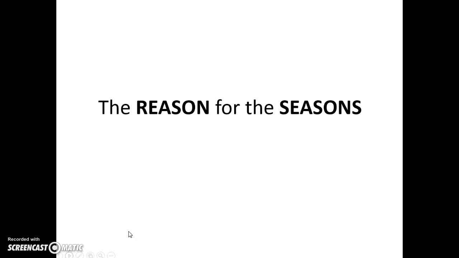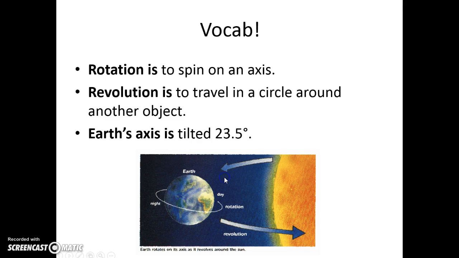All right, so here's some vocabulary that's going to help you as you think about Earth's motion around the sun and how that affects our life. Here's the beginning of our vocabulary. People often get confused between rotation and revolution.